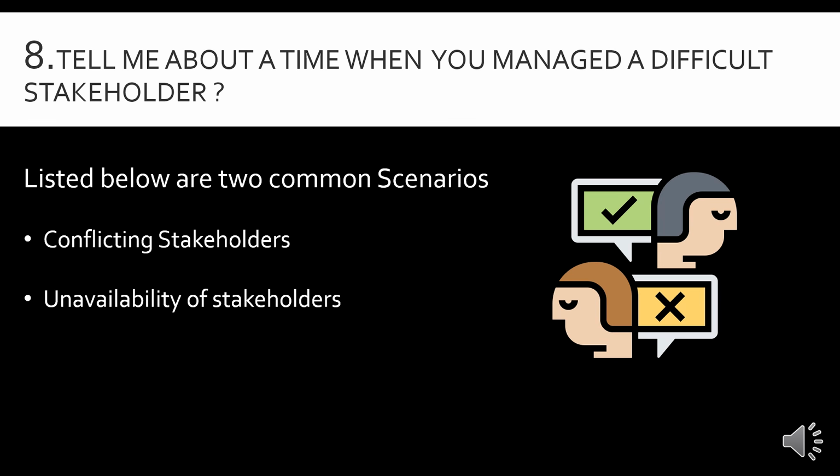The first one is the conflicting stakeholders. This is very commonly faced where the key stakeholders are not agreeing with a decision or an approach, and without their agreement, we cannot move forward. One of the things which works in this scenario is meeting them separately and identifying their concerns and work on mitigating the same.